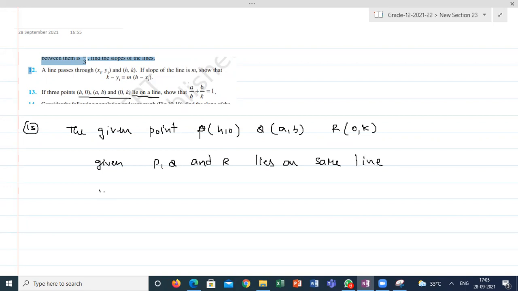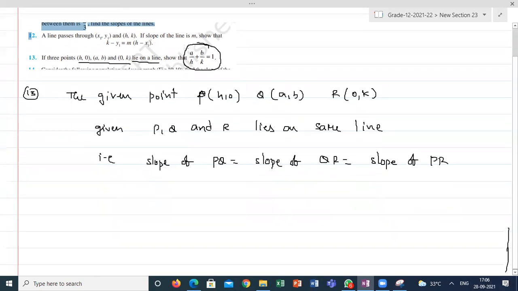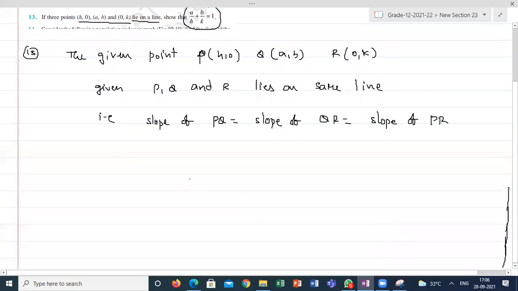That is, slope of PQ will be equal to slope of QR will be equal to slope of PR. So he is asking the relation between these 3 points: a by h plus b by k is equal to 1. I'm taking any 2 conditions and I will be able to prove the statement they are asking us to show.